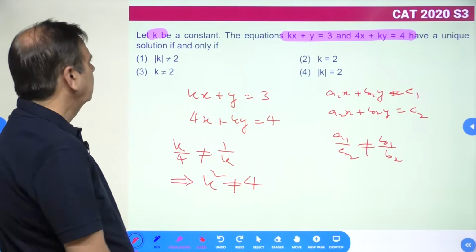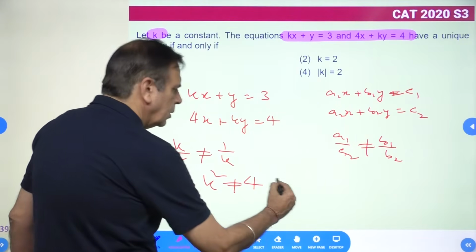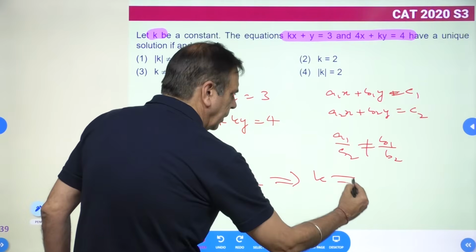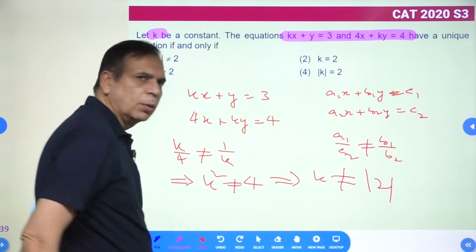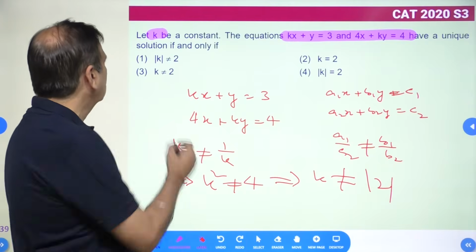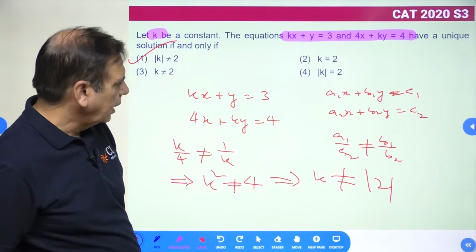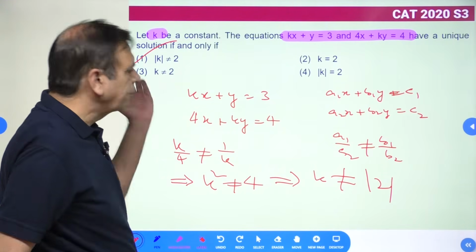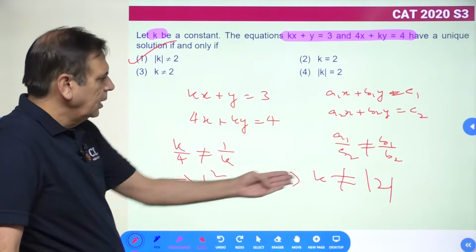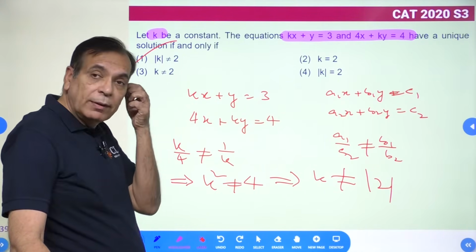Okay, that means k should not be equal to mod of 2. k should not be either plus 2 or minus 2, so mod of k should not be equal to 2. Mod of k should not be equal to 2, same thing. Okay, k not equal to 2, or k mod of k not equal to 2.